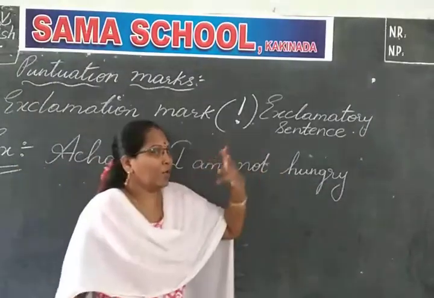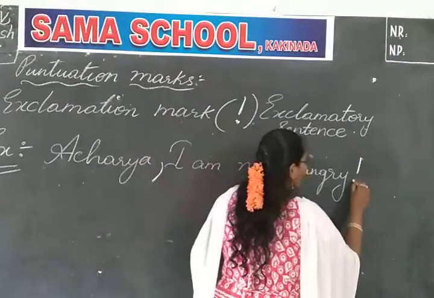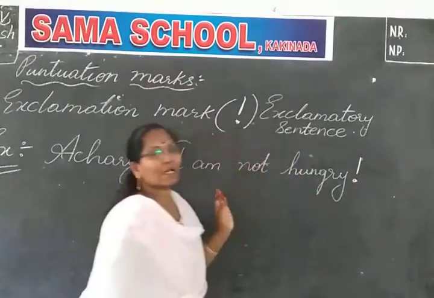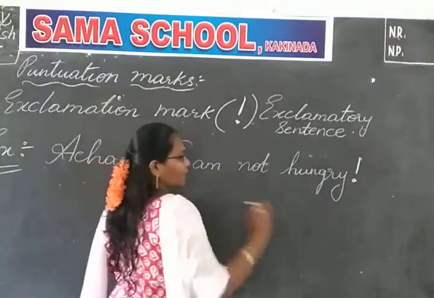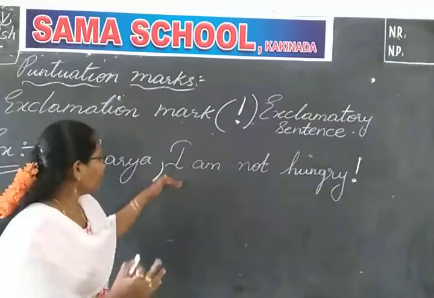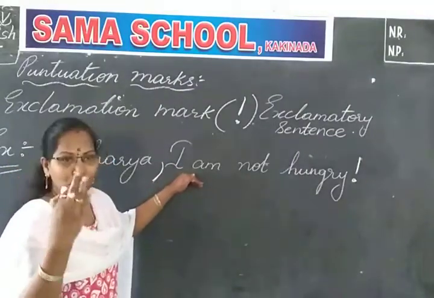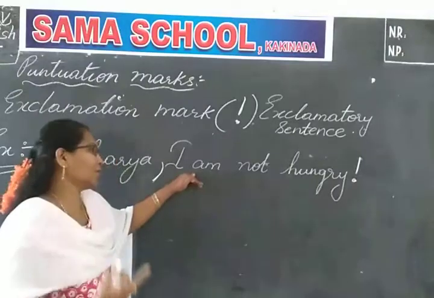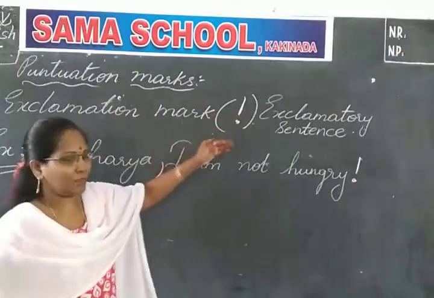You are expressing your anger. That expression of anger is there. So we have to place an exclamatory mark at the end of the sentence. When you read the sentence, "I am not hungry" means I am not hungry. It's a general sentence. But if there is a stress mark, if we are giving the stress, the way we read out will show you which type of mark we have to use.